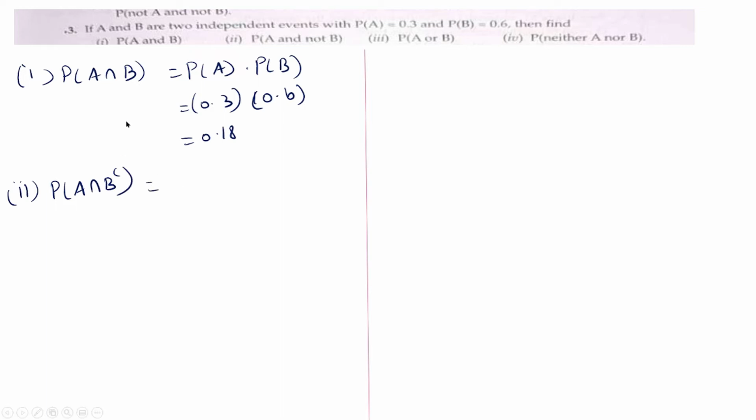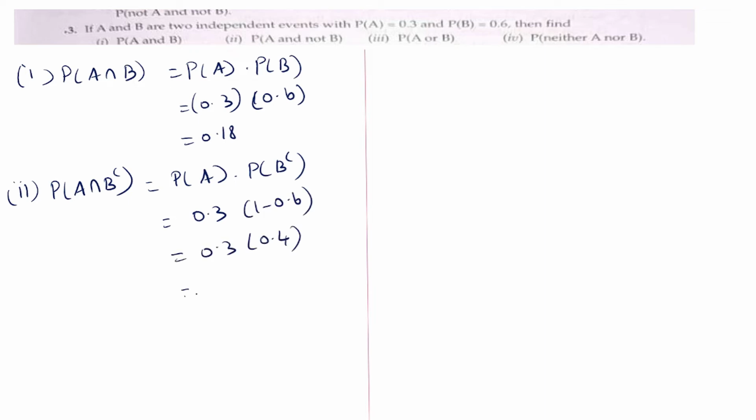The second subdivision, probability of A intersection B complement. Again, since A and B are independent, A and B complement are also independent. So this is equal to probability of A into probability of B complement. So it is 0.3 into 1 minus 0.6. So it is 0.3 into 0.4. So this is 0.12.